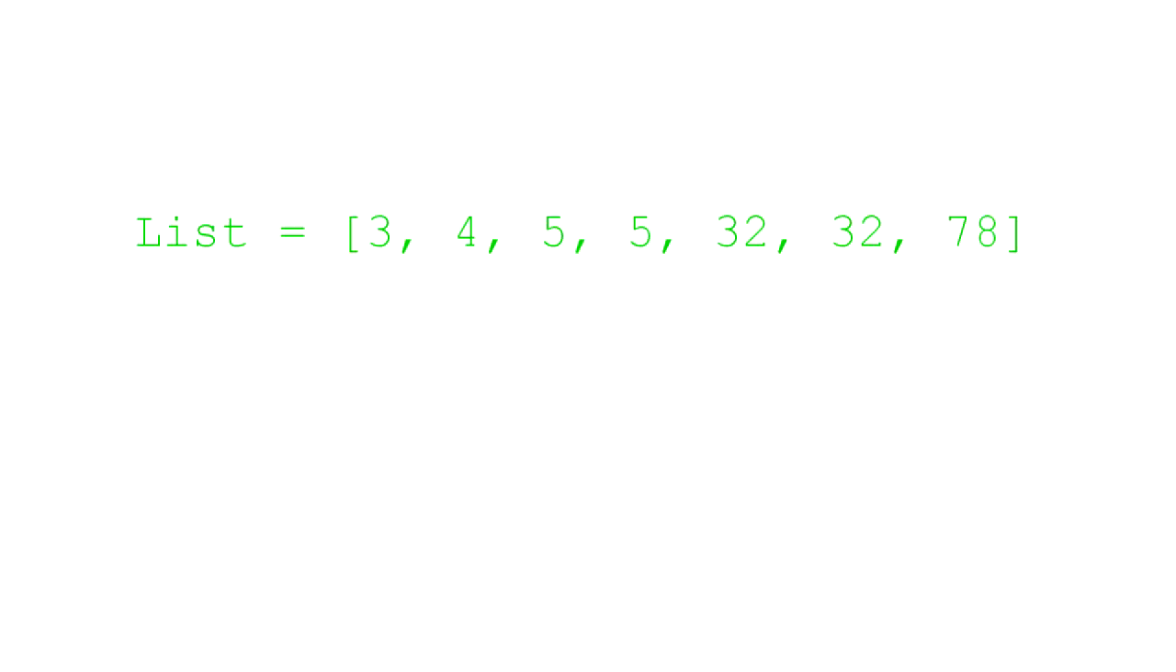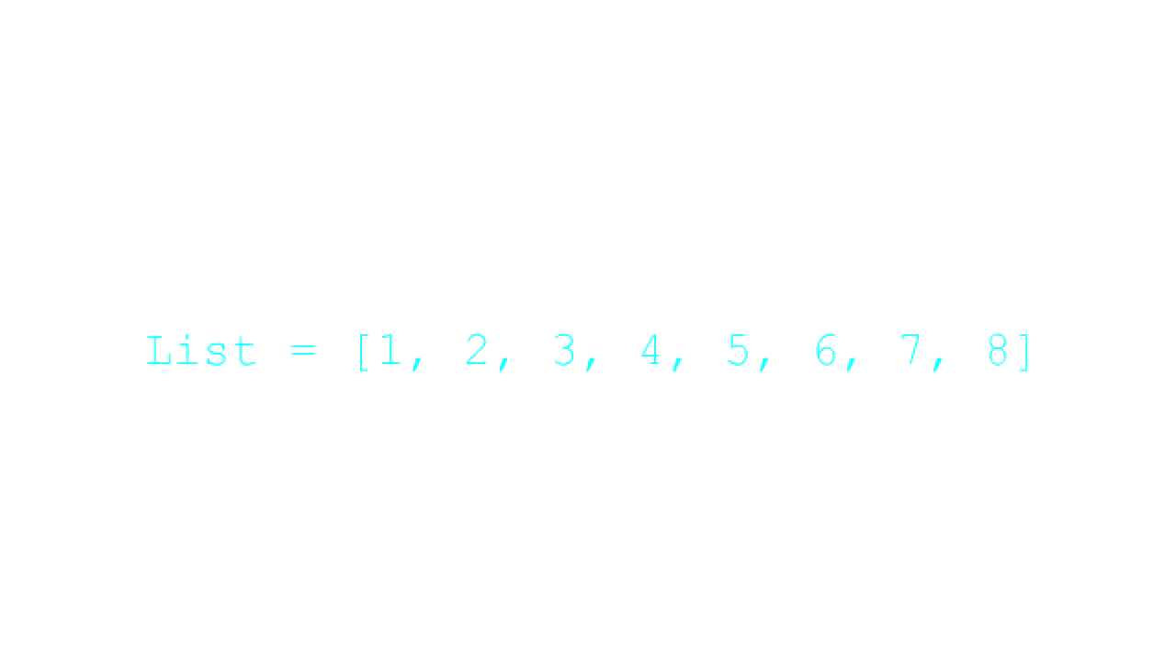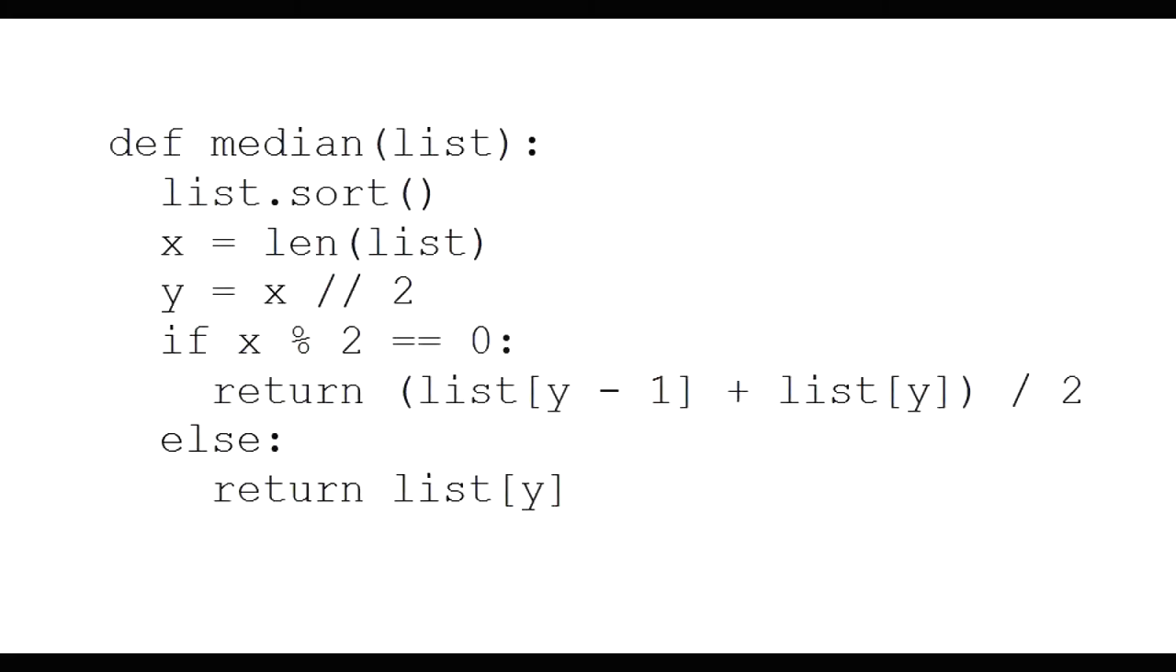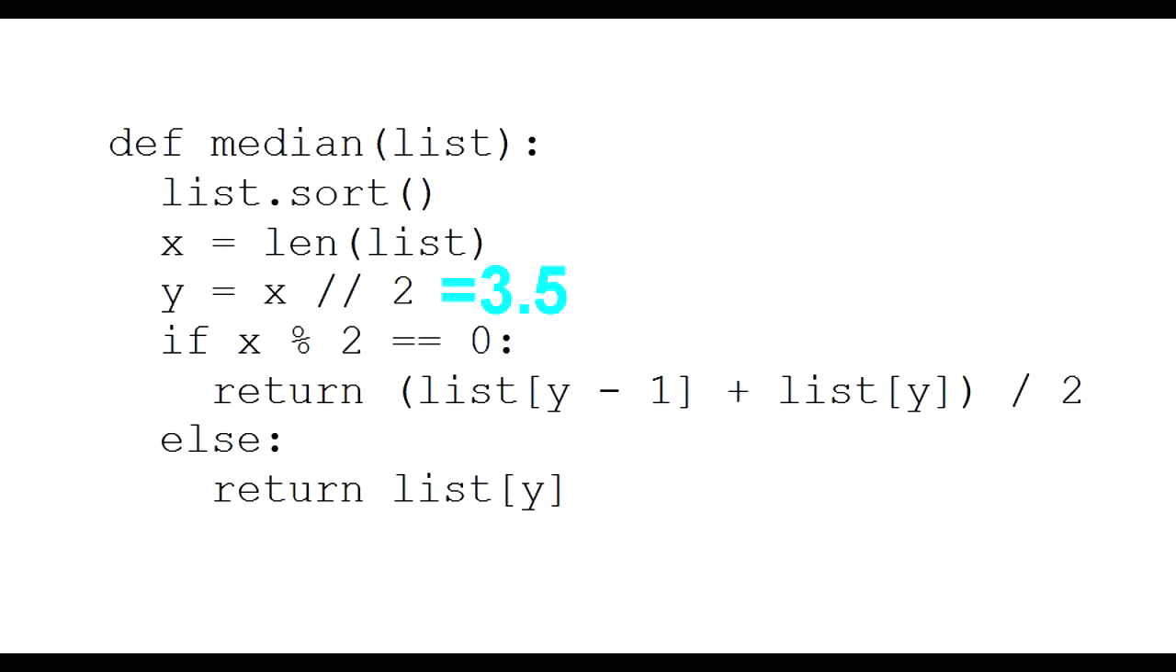I'm going to go over the formula for 2 lists, one containing an odd amount of numbers and the other with an even amount. For the odd-numbered list, the answer would be fairly simple after sorting. It wouldn't even make it past the if statement. If you look at variable y, where x divided by 2 is, the answer would be 3.5, smack dab in the middle of the list.